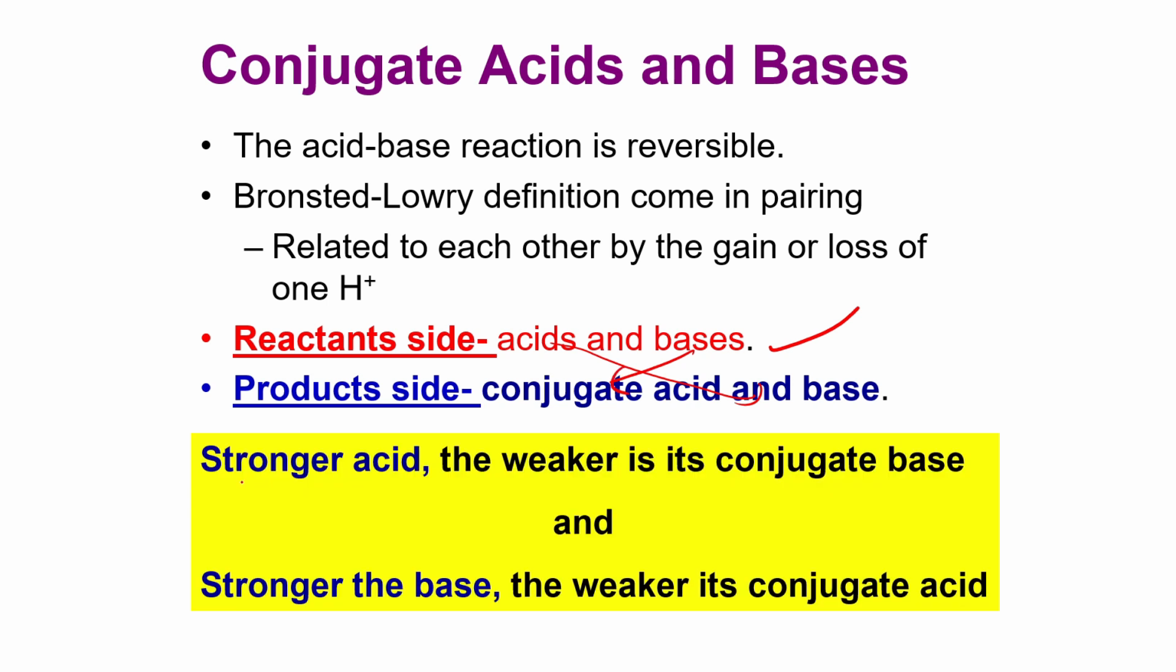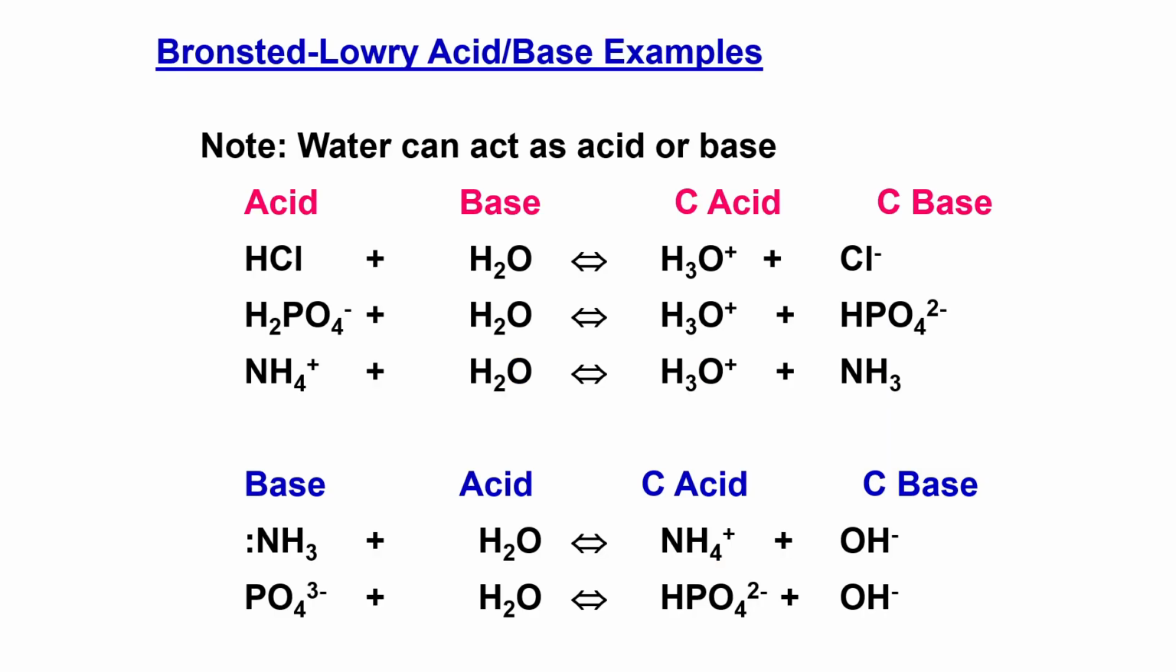Acid di sebelah reactant tu ialah acid, strong acid, pasangannya conjugate base yang lemah. Okay, kalau dia ialah strong base, pasangannya ialah weak conjugate acid. Okay, water dia boleh jadi acid, dia juga boleh jadi base, depends on the reaction. Okay, contoh yang ini, water sebagai base.